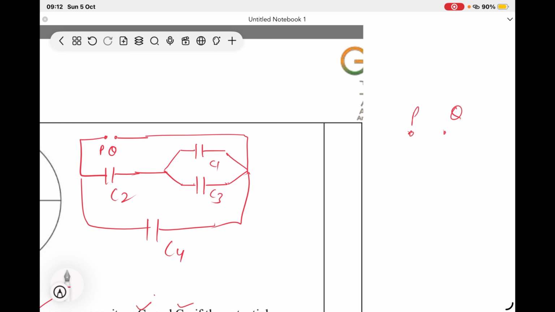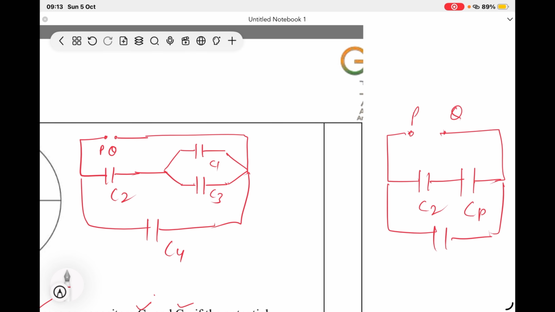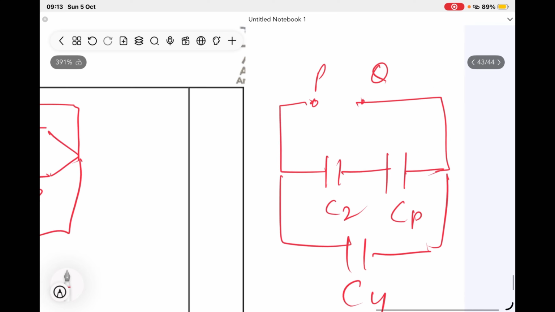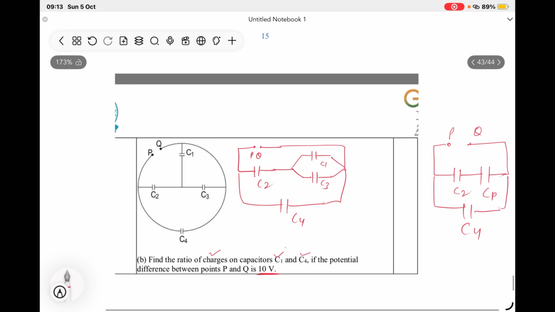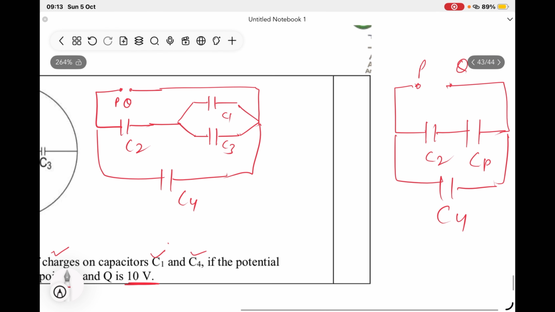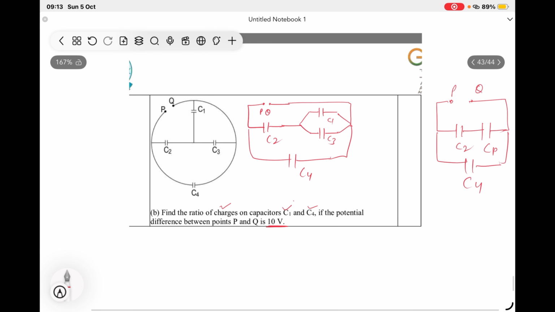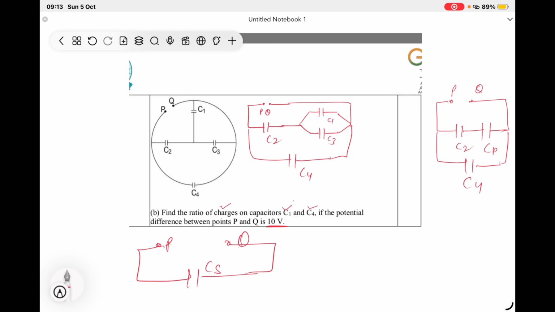Diagram number 3: C2 as it is, and they were in parallel, so one answer came, which was CP, and the lower one was C4. Now C2 and CP were in series, so we can draw that. P and Q as it is, they were in series, so C series came, and lower was C4. Then they were in parallel, so C net came.